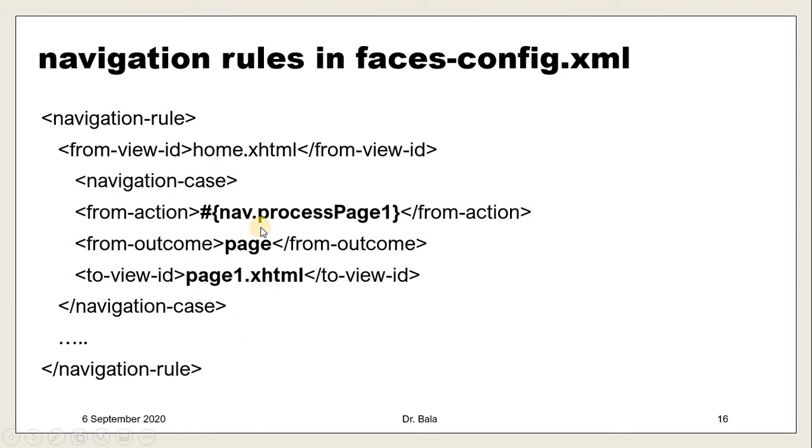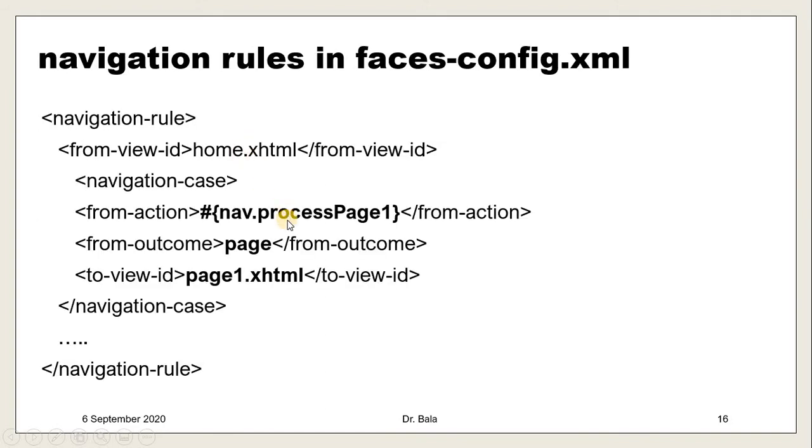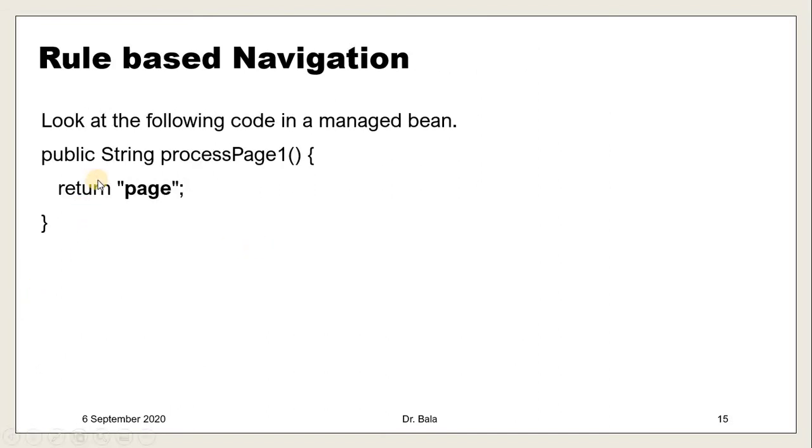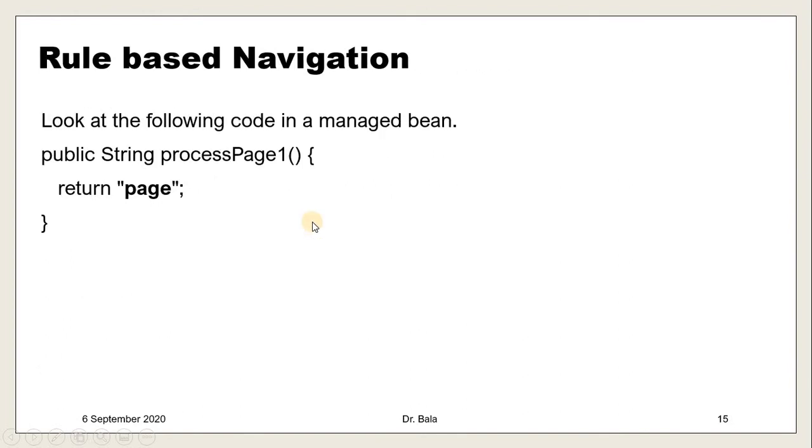So we declare what is the method. This method is written in the managed bean. So process 1, this is the method name. This method name we are connecting here, and what will be the outcome? This page is the returned page. Here this is the outcome. Okay. And what do you want to show? So this is showing page1.xhtml. This is what you are going to show. So this is the navigation rule. We declare in the faces config with this rule, and the method will be connected in the managed bean.